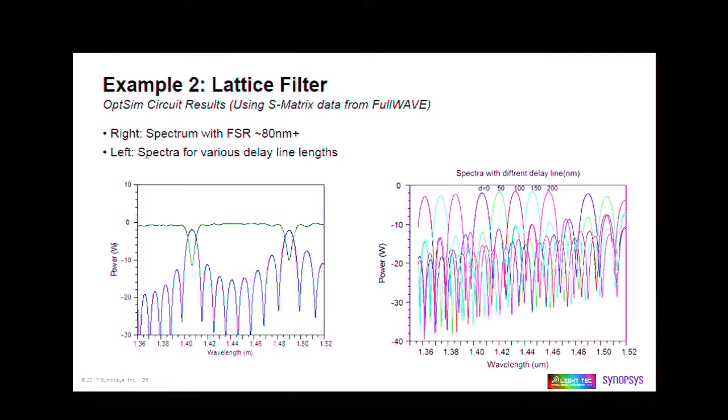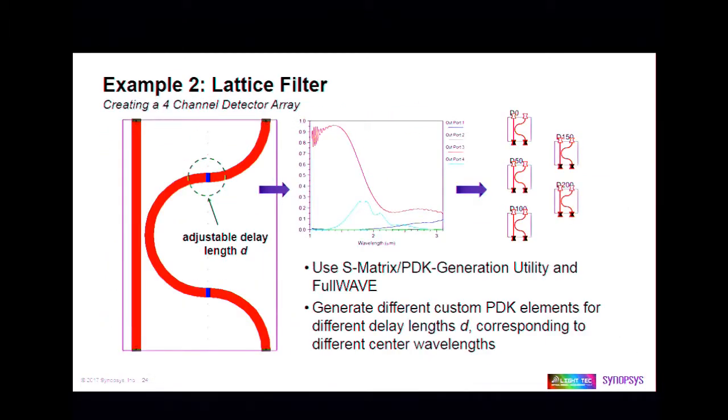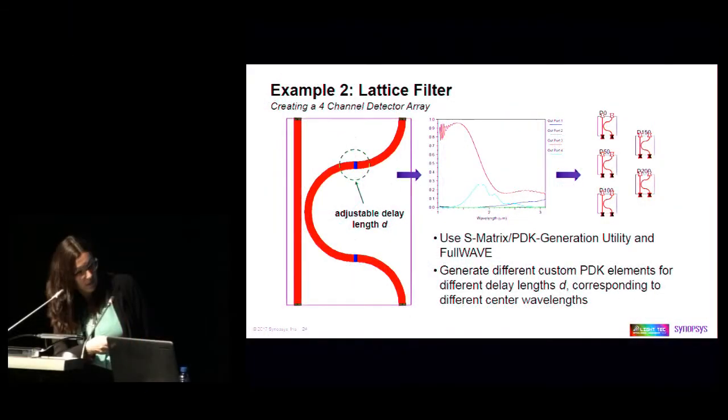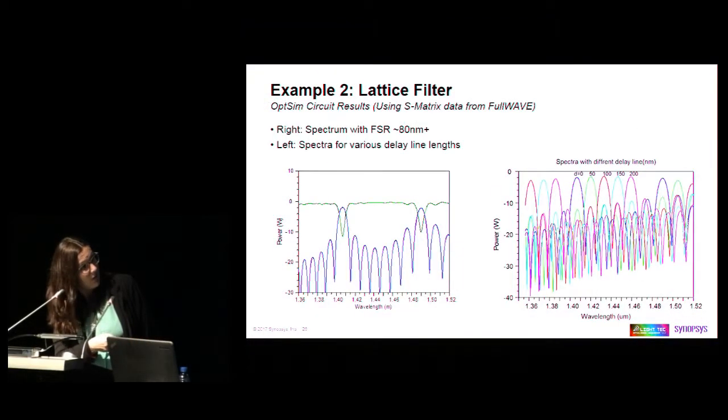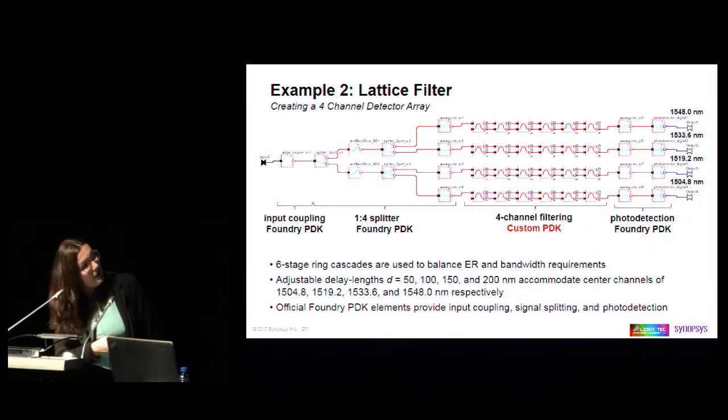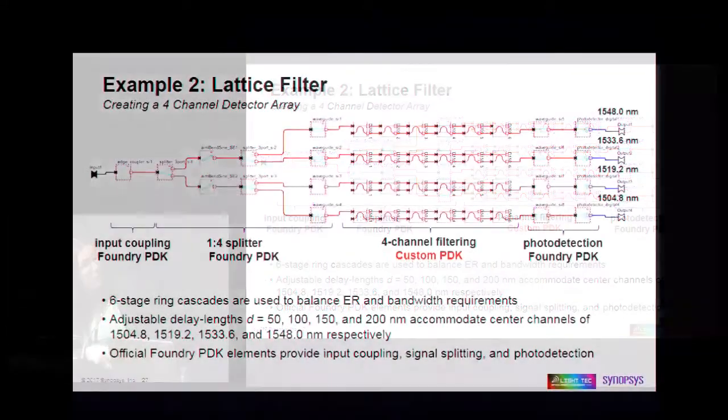And we can also study the behavior of this filter for different distances that we included in the couplers. And now, by scanning over the distance, we are also scanning the selected wavelengths of the filter. Okay, so we have one line of the filter, and now we can go for something more complex with a 4-channel filtering using our custom PDK.